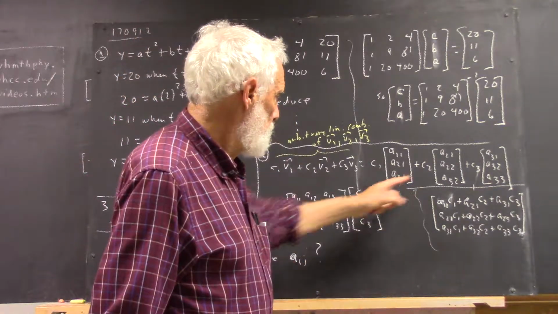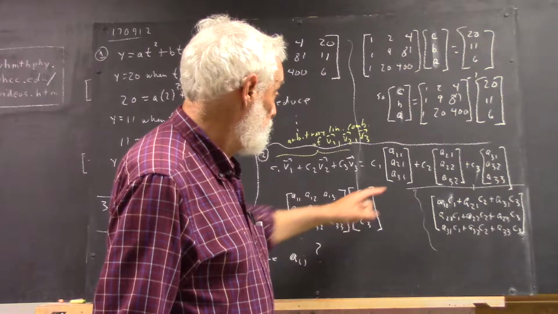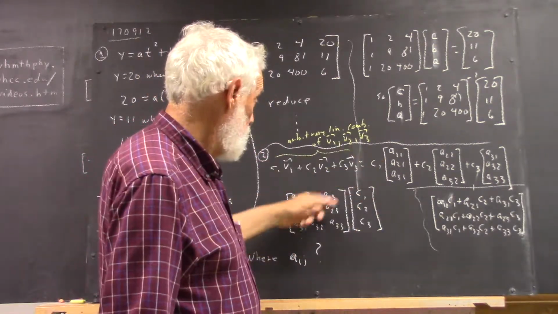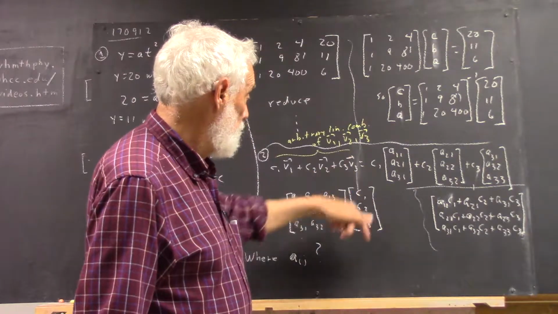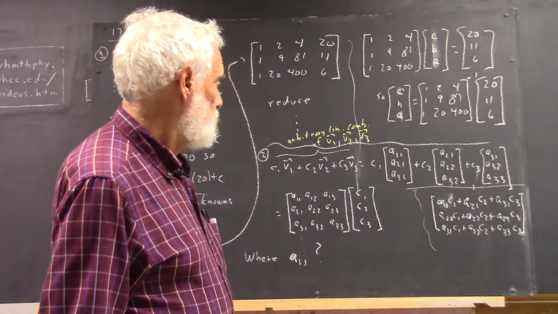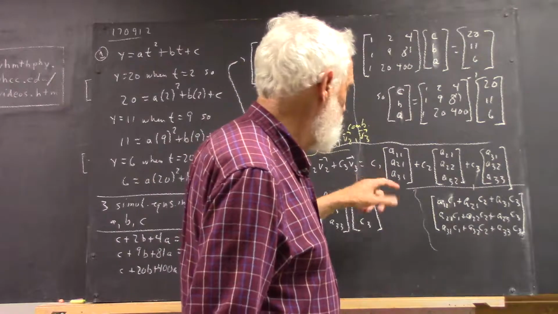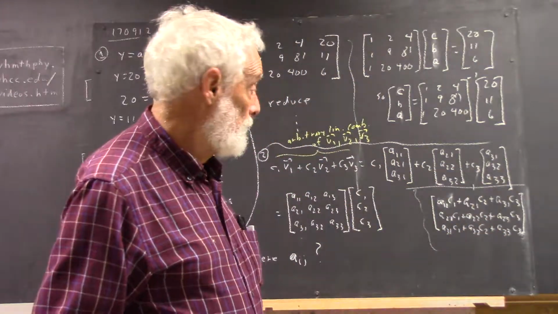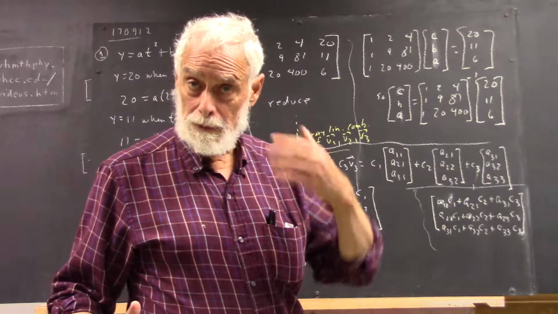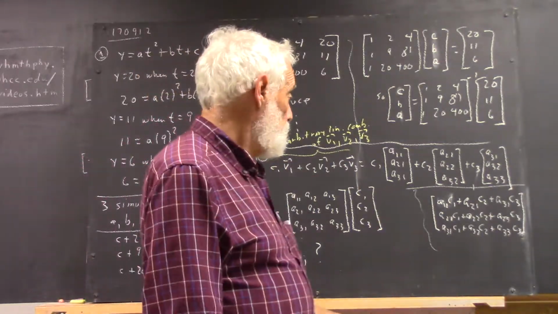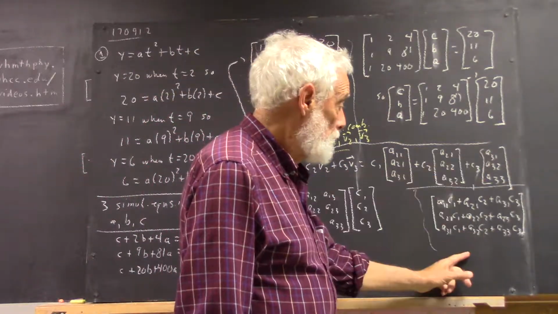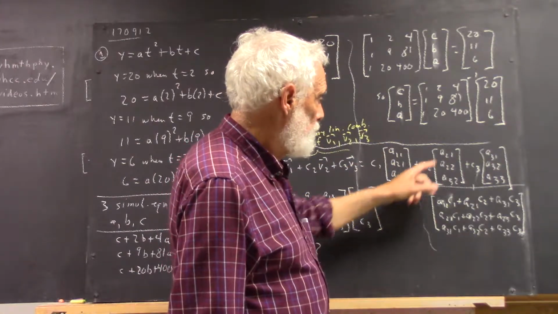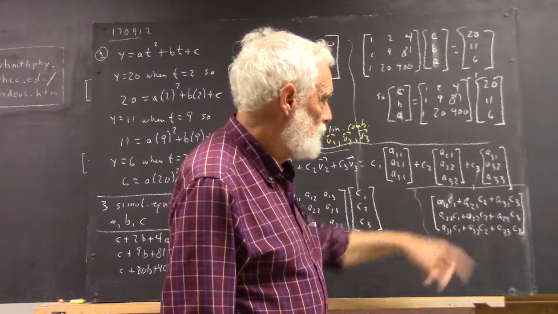So how do you get from here to here? Half the class did it, and you can verify. Multiply this by this, multiply this by this, multiply this by this, and you will get what you get if you add these up. However, the intermediate step, that's pretty obvious, and a lot of people probably did it in their head, is that this is equal to this. In other words, C1 times this plus C2 times this plus C3 times this.